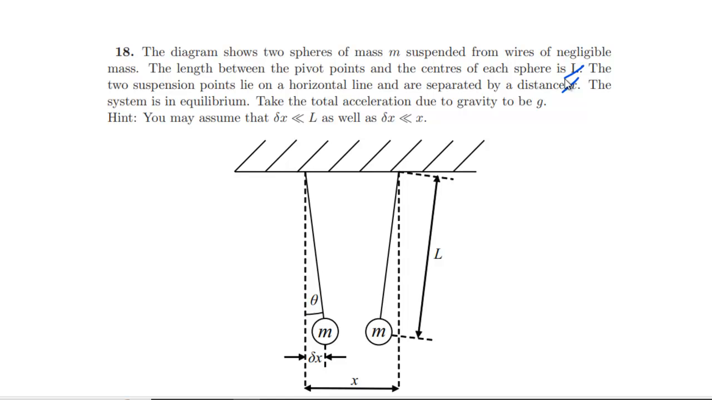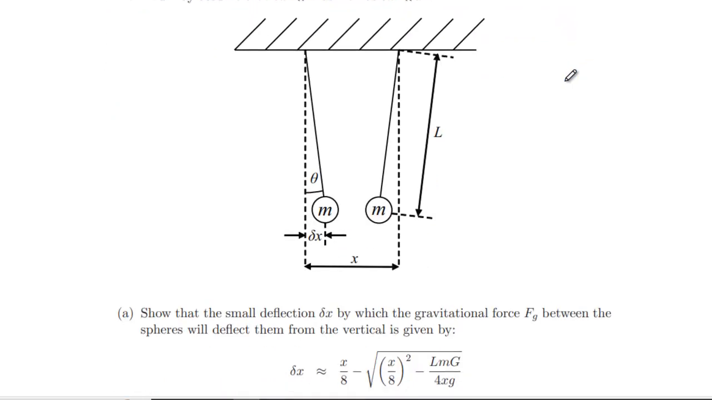Okay, so we can assume that delta x is much less than L and delta x is much less than x. Right, so we're probably going to have some trig small angle stuff going on here. Show that the small deflection delta x, by which the gravitational force Fg between the spheres will deflect them from the vertical, is given by that. Okay, with an approximately equal to, so that fits in even more with how we're going to have some trig approximations. Right, so let's mark on a few other things on this picture.